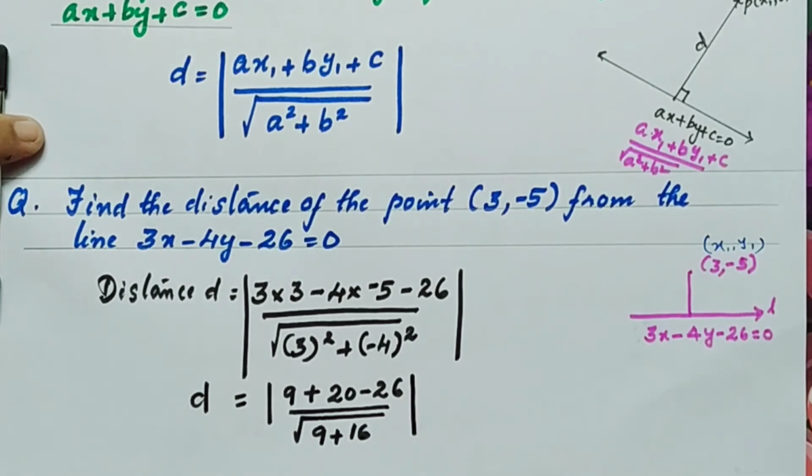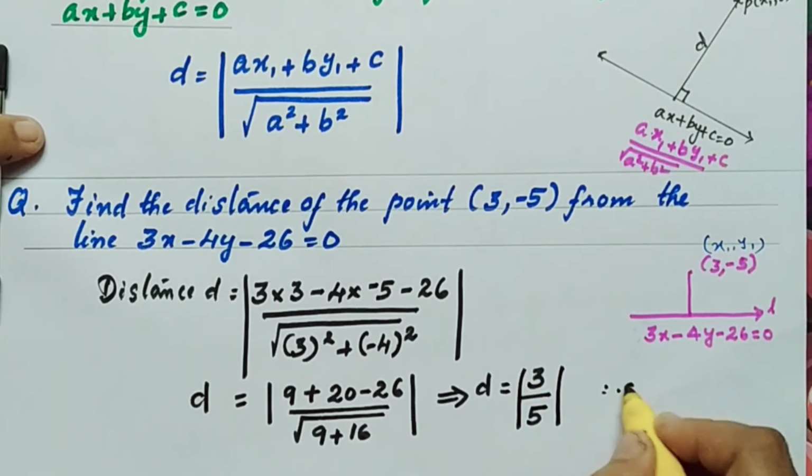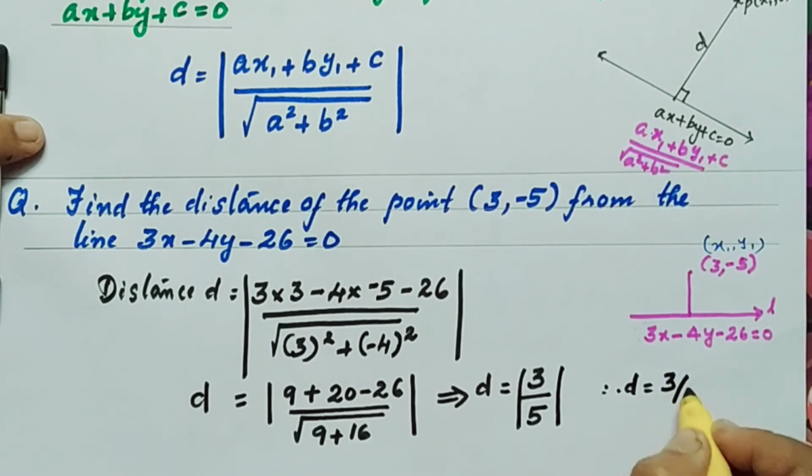This must be the absolute value, which implies D equals 29 minus 26 is 3 by 16 plus 9 is 25. Within the root 25 comes as plus 5. So the absolute value of 3 by 5, or you can say that the distance D equal to 3 by 5 units.